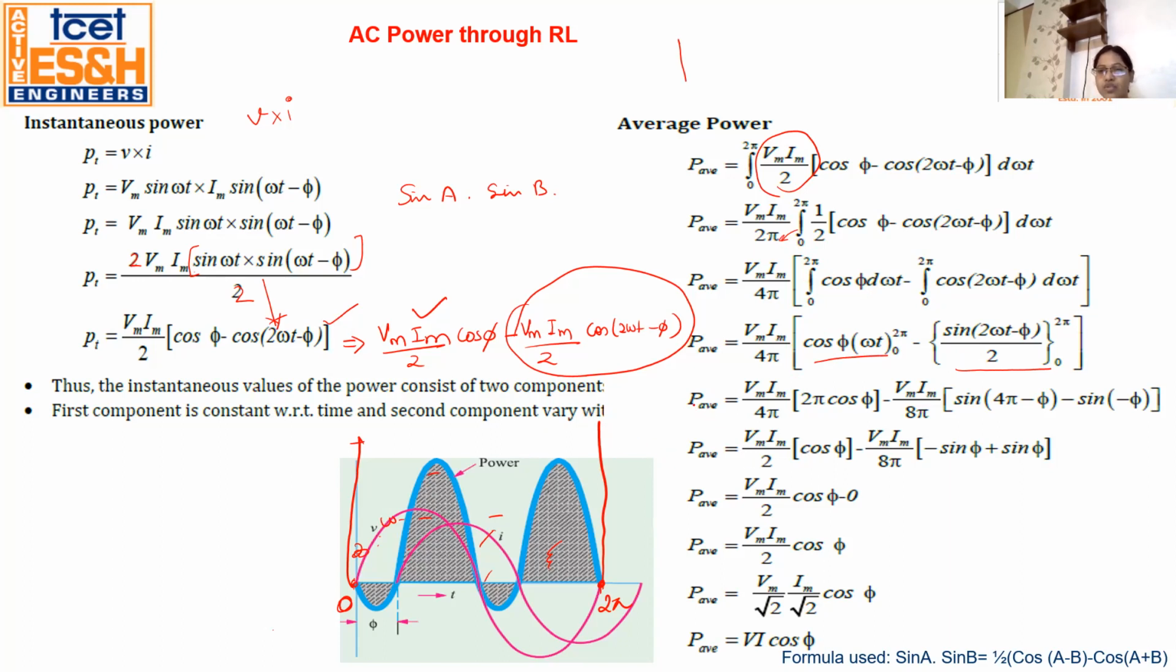After solving this, we will get the average power Vm Im by 2 into cos phi, and we replace this Vm Im by 2 with the RMS values. So after putting the RMS values, we will get V I cos phi. So this is the value of average power, V I cos phi.